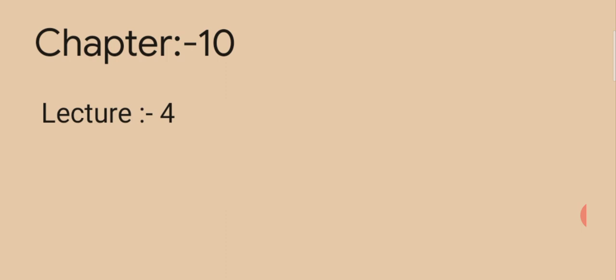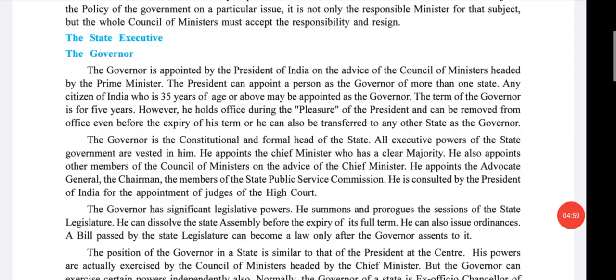First, institutions of local self-governance at the rural level. Then, second, urban institutions of self-governance. And the judiciary we will study in the next chapter, chapter number 11. Chapter 11 covers the judiciary in detail. The judiciary is the third organ of governance.